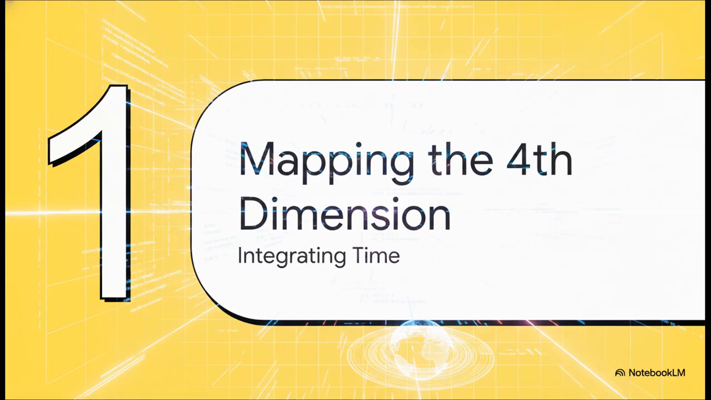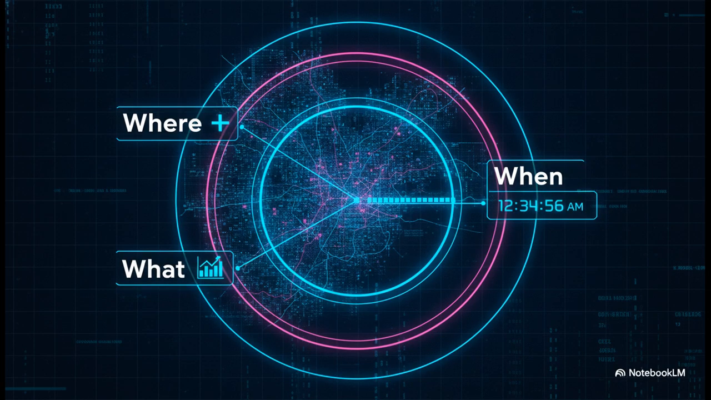Section 1. Mapping the fourth dimension. When we're tracking geospatial data, we are almost never looking at just static, frozen information. Whether we're tracking the spread of a virus or massive urban sprawl, we are attempting to visualize a highly dynamic world where the geometries and the themes are just constantly shifting over time. So, the core challenge for any cartographer is integrating the when seamlessly into the where and the what.